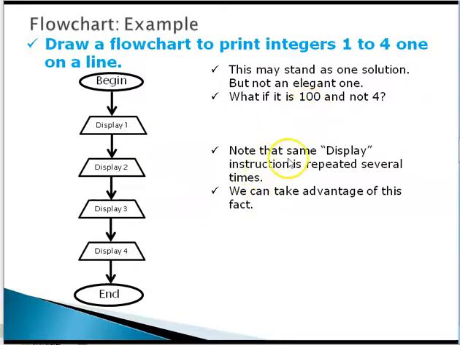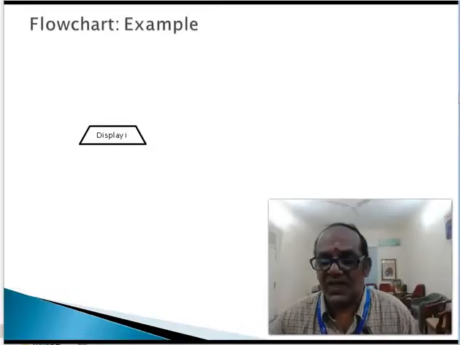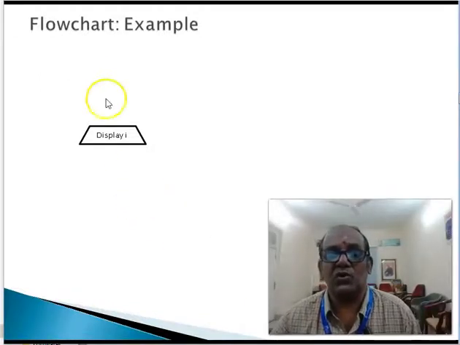If we see that the same instruction, display, is used at several different places, because it's the same instruction repeated several times, we can use this fact advantageously to write the flowchart in a little more elegant way. Let us see what it is. Let us say this is the one statement that we want to repeat again and again. Display. That's exactly what we want to do.